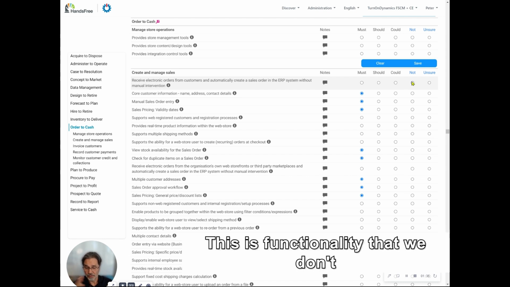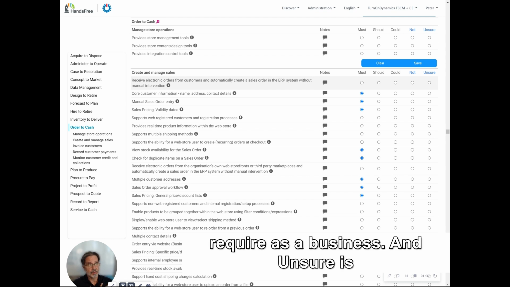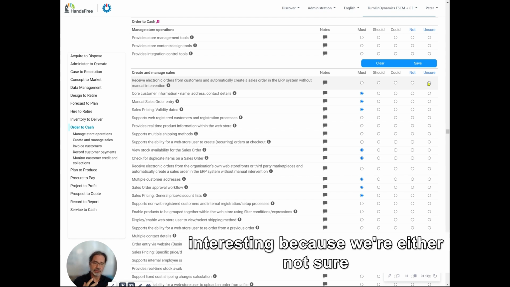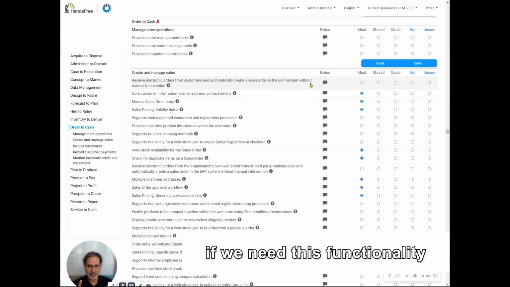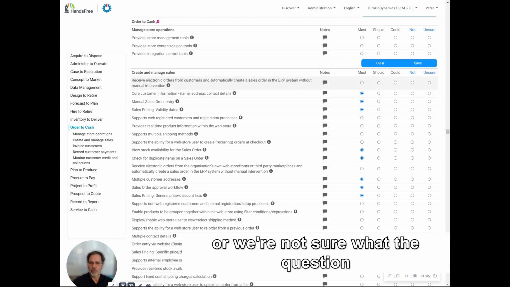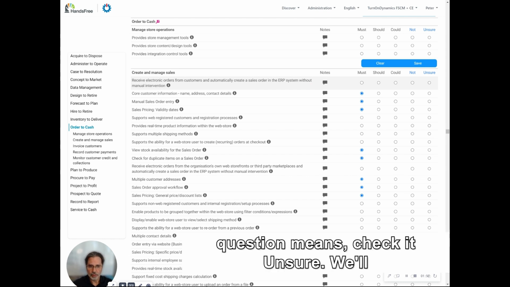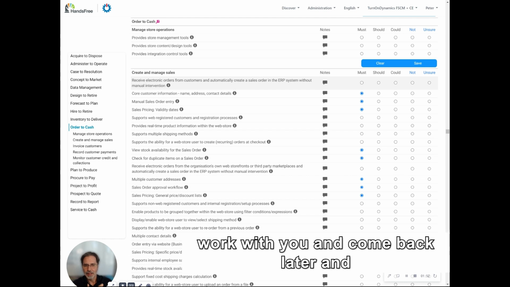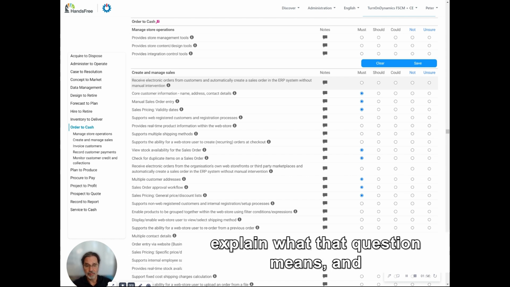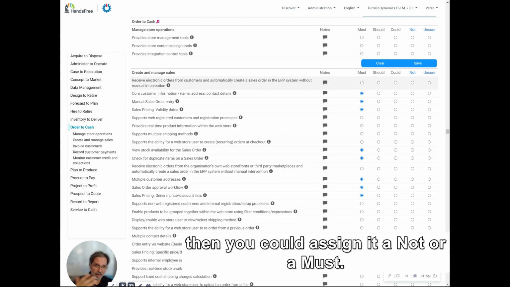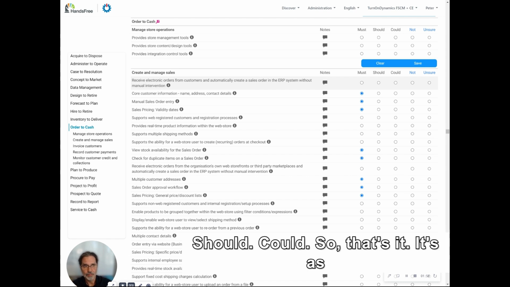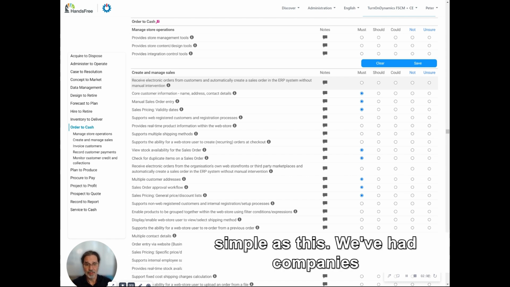Not, this is functionality that we don't require as a business. And unsure is interesting because we're either not sure if we need this functionality or we're not sure what the question means. So if you're unsure what the question means, check it unsure. We'll work with you. We'll come back later and explain what that question means, and then you could assign it a not or a must, should, or could. So that's it. It's as simple as this.